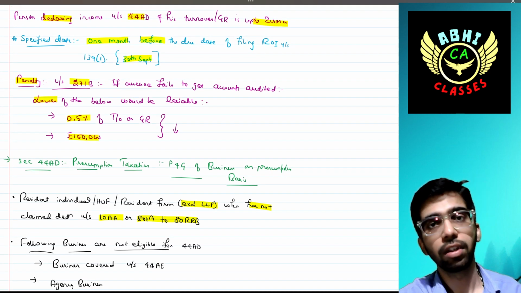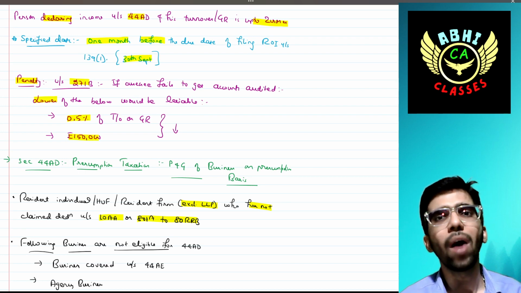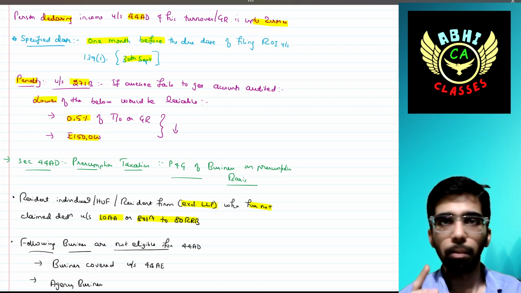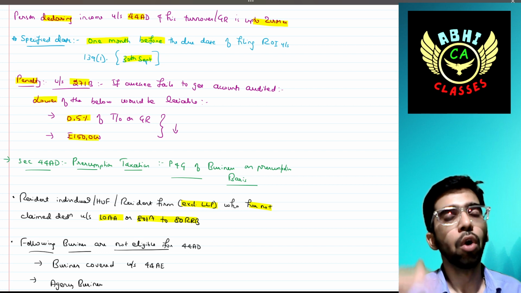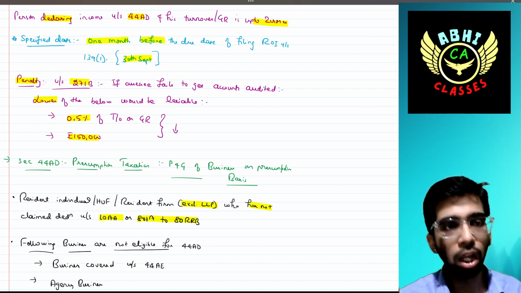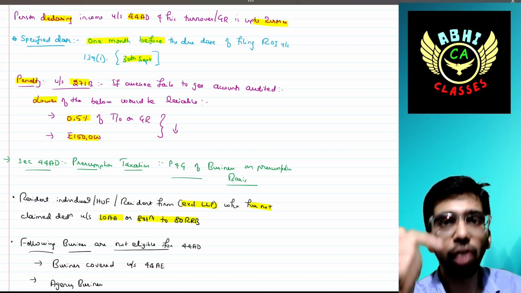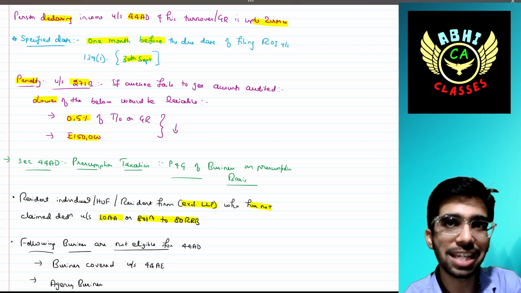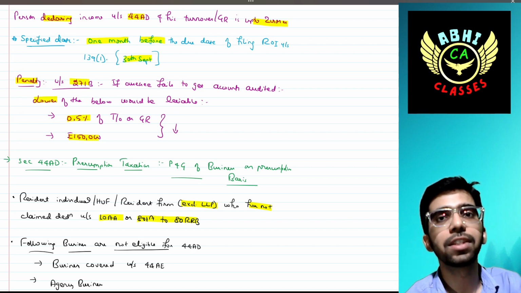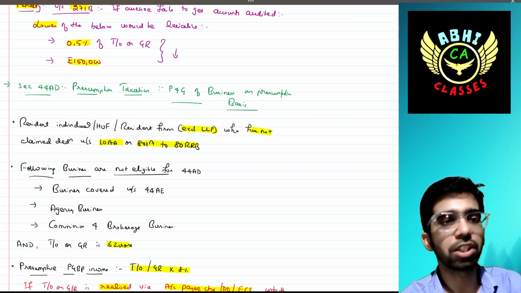Next, penalty. If I do not get my books of accounts audited, then what would be the consequences? The penalty would be liable under section 271B. If the SSE fails to get the books of account audited, then the lower of the below would be chargeable as a penalty. Number 1, 1,50,000. Number 2, 0.5% of the total sales, turnover or gross receipt, as the case may be, whichever is lower, will be charged as a penalty. Very strict provision.